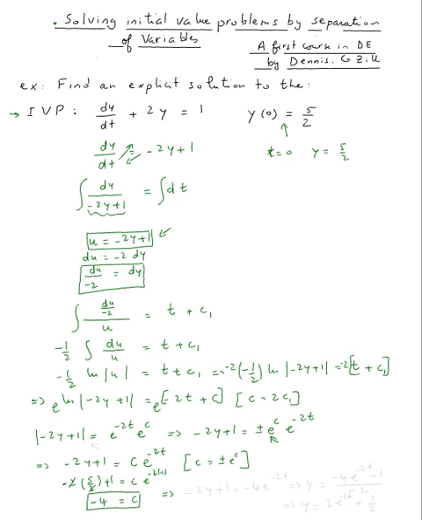Now let's go back and plug it in. Negative 2y plus 1 is equal to negative 4e to the negative 2t. Now solve for y. Y will be equal to negative 4e to the negative 2t minus 1, divided by negative 2, which means y is equal to 2e to the negative 2t plus 1/2. So that's the solution.